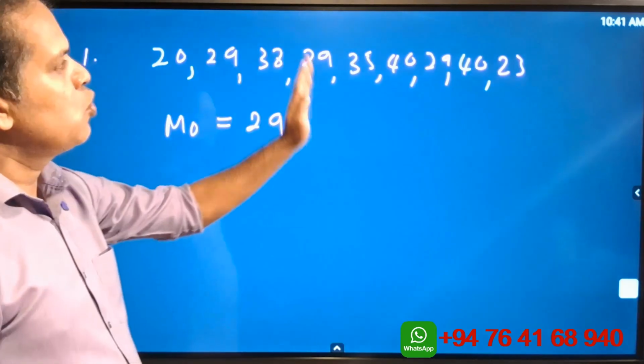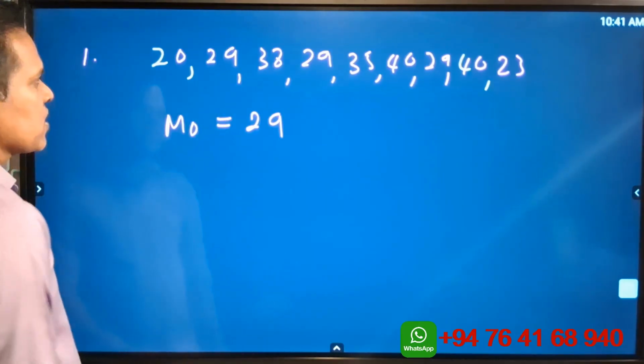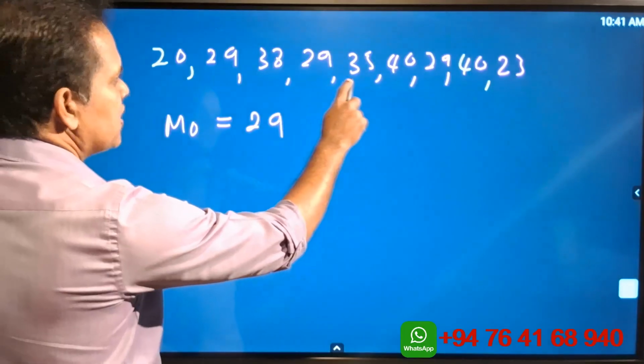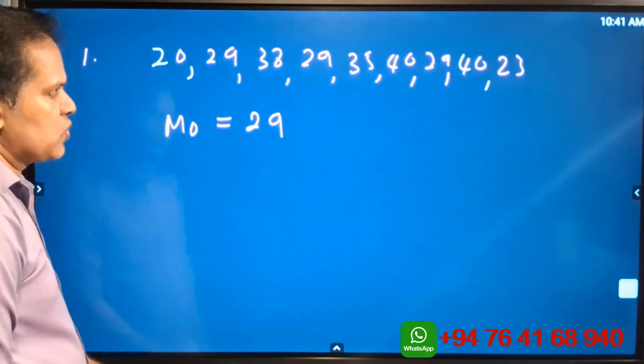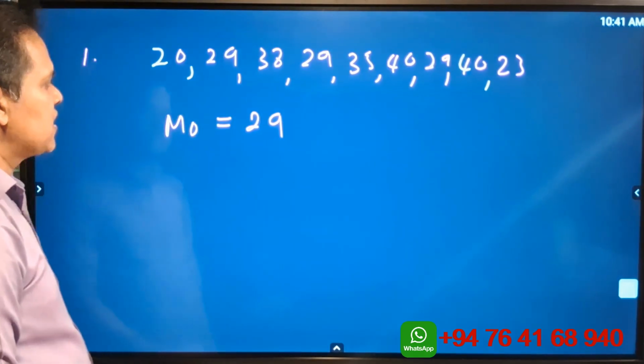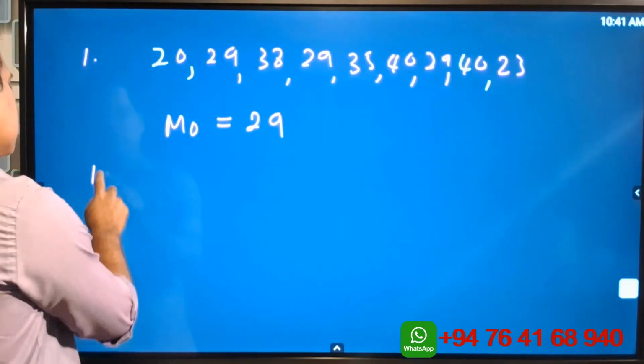The mode can be identified very easily. The most frequent term is the mode. You can see the most frequent term is only 29. We can see 29 three times, and no other value appears more than 3 times. That's why we consider the mode to be 29. Very simple. Now I consider a second example.